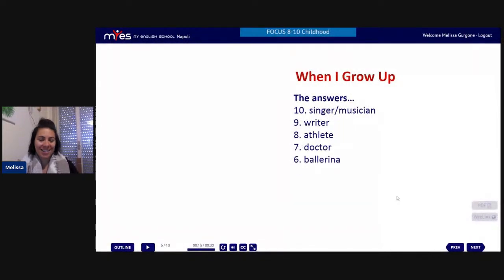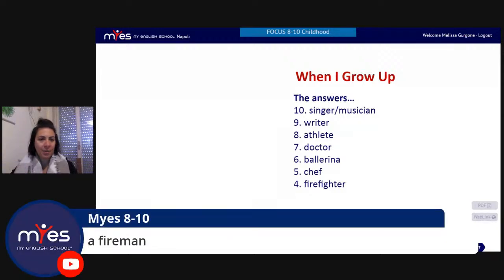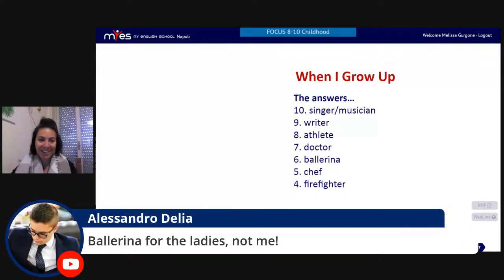Yes, a ballerina. Of course, I hear this one a lot. A chef. There's yours, Alessandro. Number 5 on the list. A firefighter. Yes, a firefighter, or we also call them a fireman. We can call them a firefighter, which is more gender neutral, or a fireman. Okay. Not for you, Alessandro.